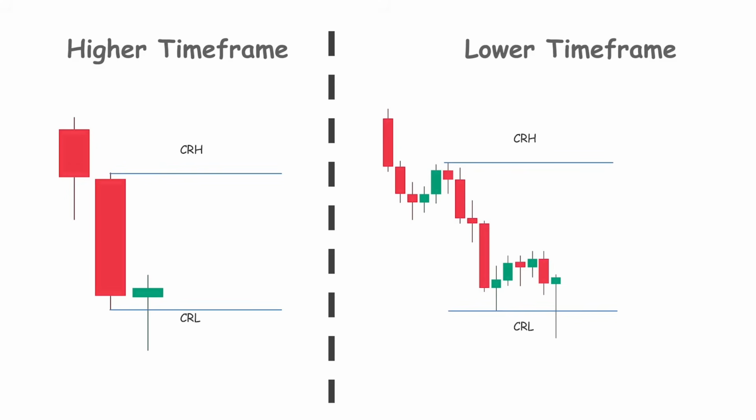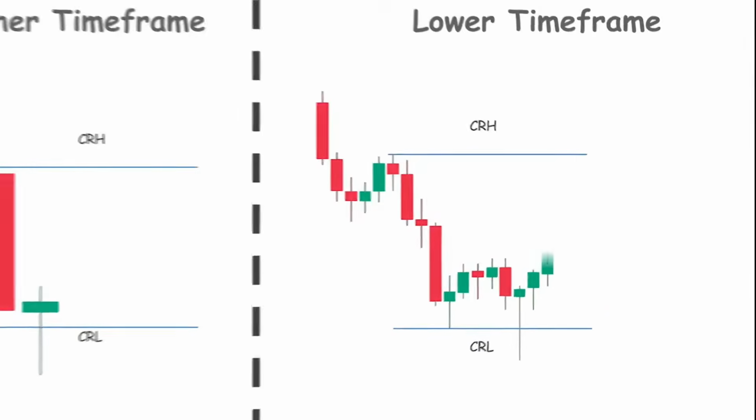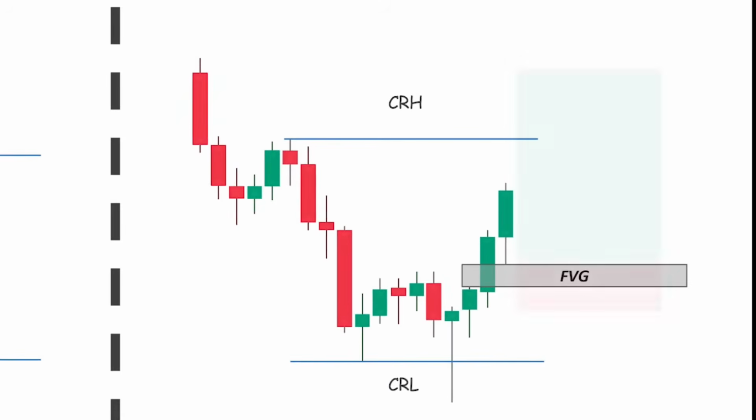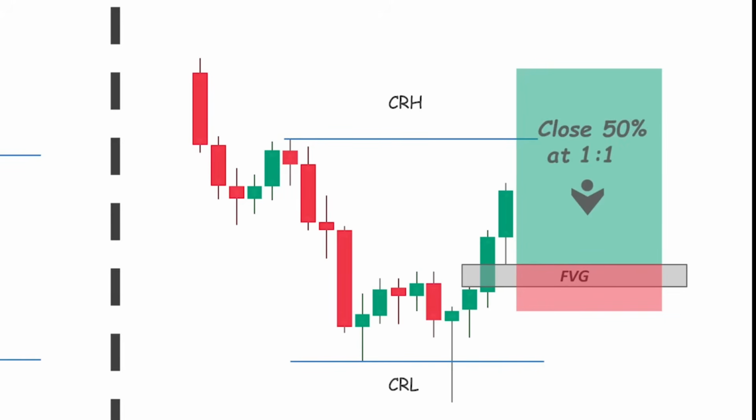In this strategy, we use the fair value gaps that appear after the sweep as our entry zone. So all we need to do is wait for a fair value gap to form, and then place our buy order at that level. We put the stop loss below the gap. For targets, we can make the trade risk-free by closing half of our position when the price reaches a 1-to-1 risk-to-reward level. That way, even if the price reverses later and hits our stop loss, we don't lose any money.